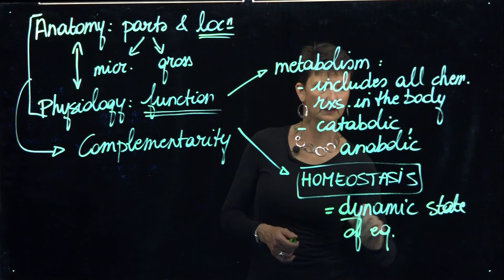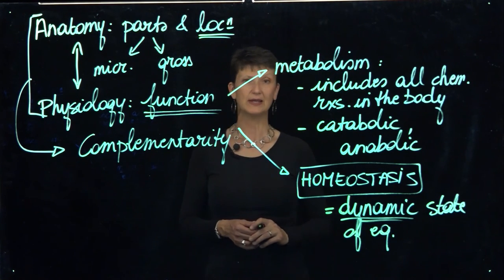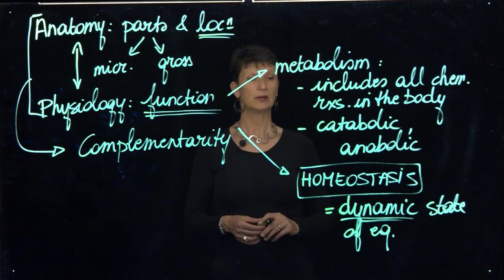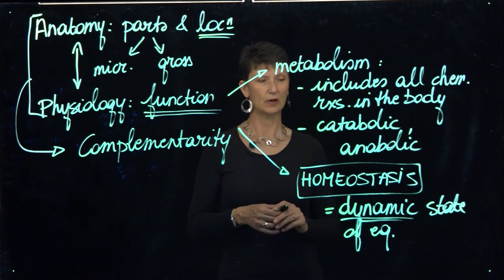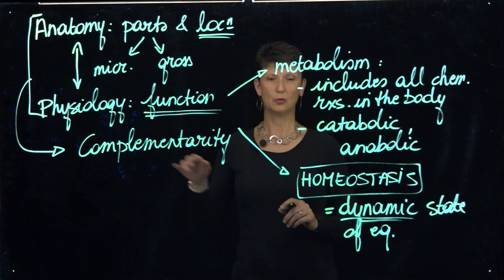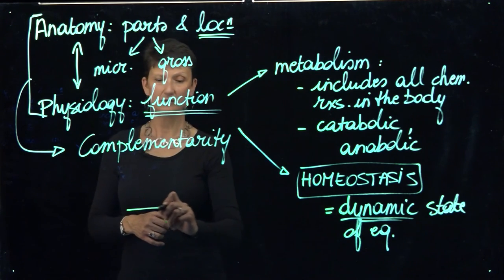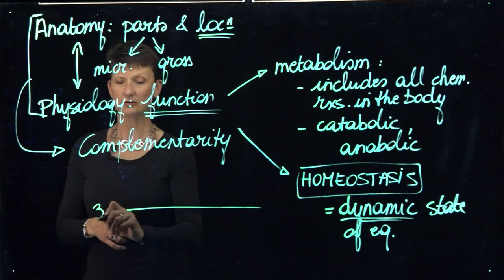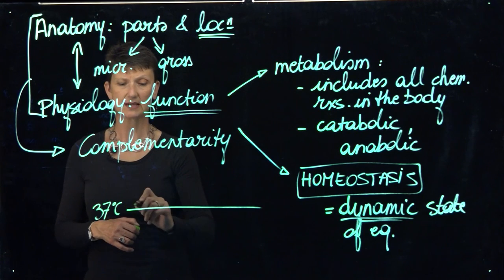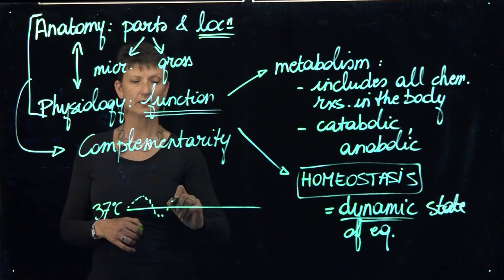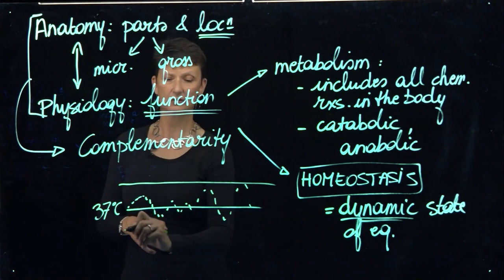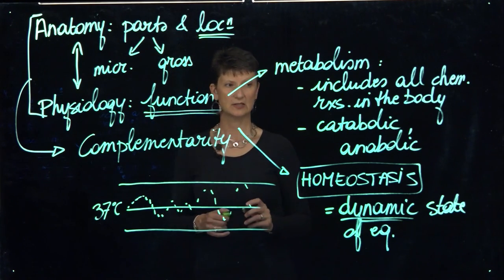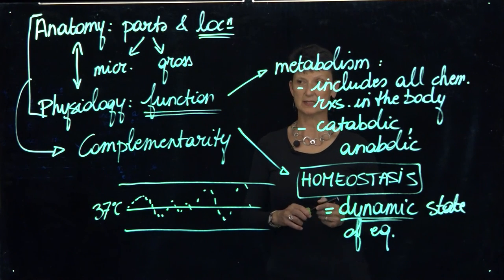And notice that the key here is a dynamic state of equilibrium, implying that the body is constantly fluctuating somewhat, but around an average point. Just like we tend to say that our body temperature tends to stay at about 37 degrees Celsius, knowing very well that it tends to fluctuate within narrow ranges. So that is the definition of homeostasis.